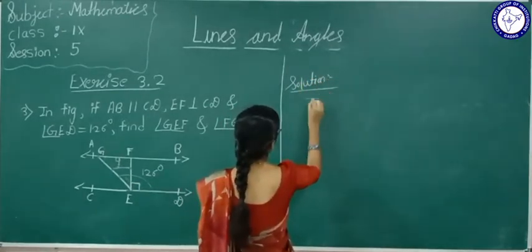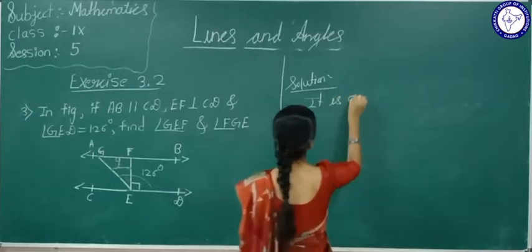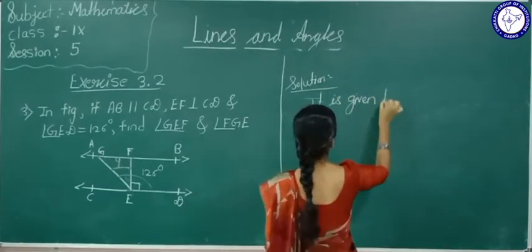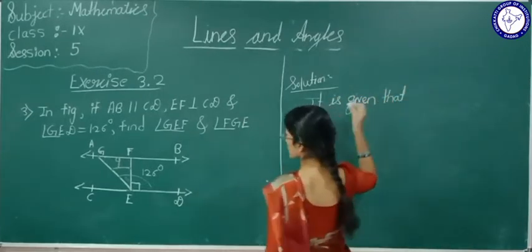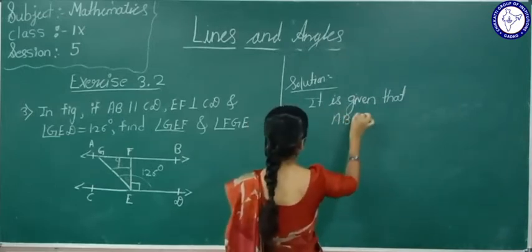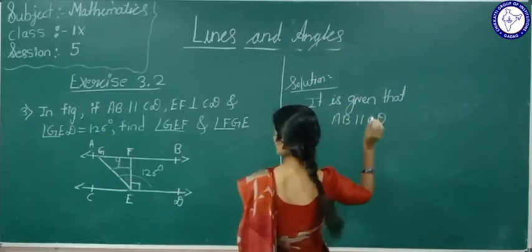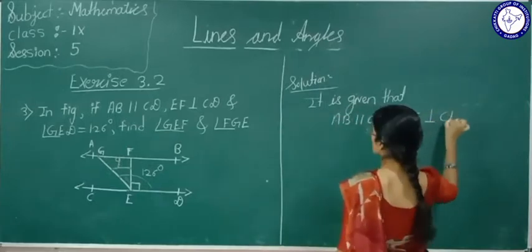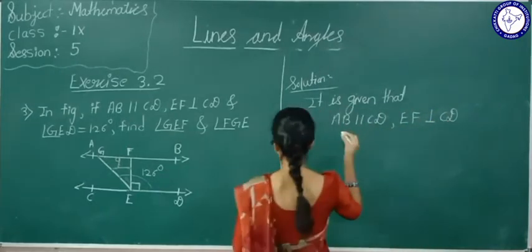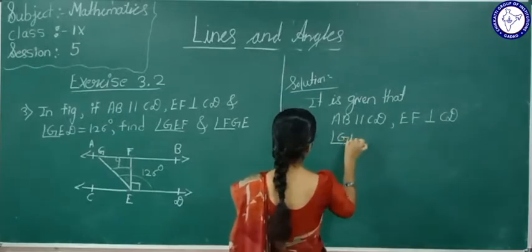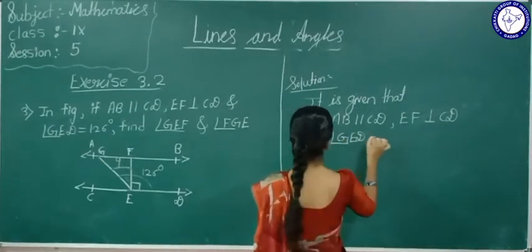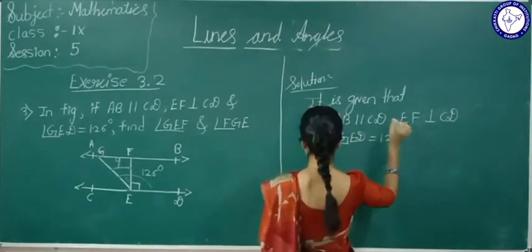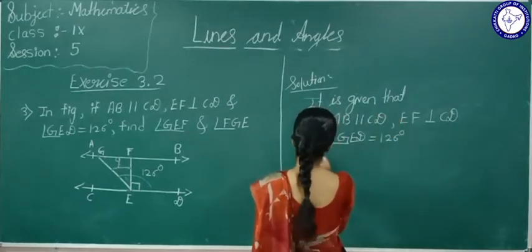It is given that AB is parallel to CD. EF is perpendicular to CD. Angle GED is given as 126 degrees. Now see, students.